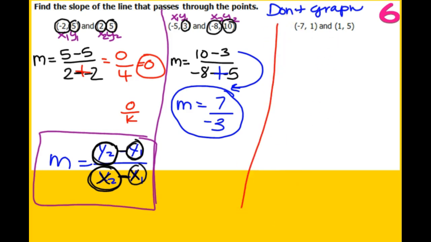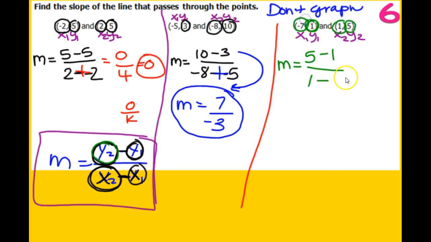And then the last one. Label your points x, y, that's my first point. X, y, that's my second point. And then let's plug them in. y2 first, right here is 5, minus y1, which is 1. That's on the top. And then our x's on the bottom. x2, which is 1, minus x1, which is a negative 7. Those two negatives make a positive.